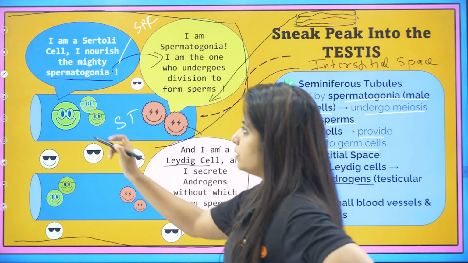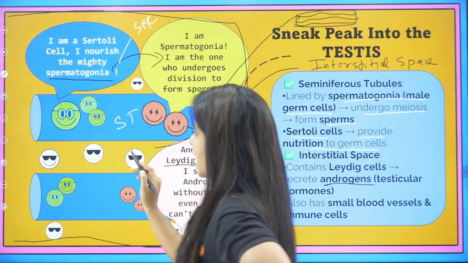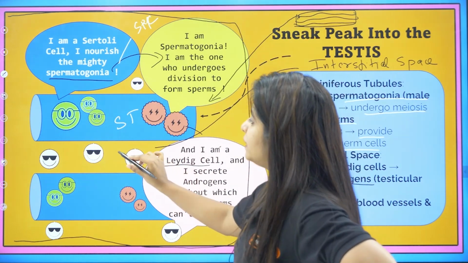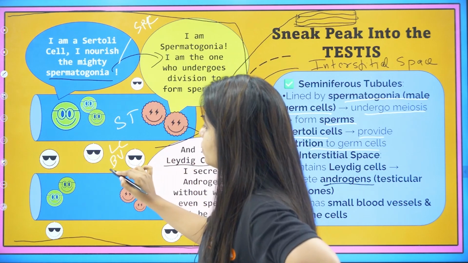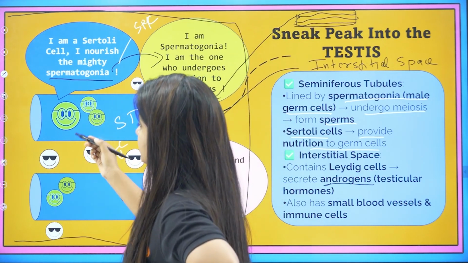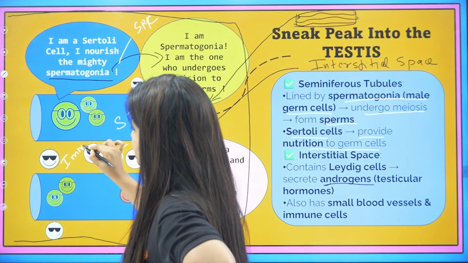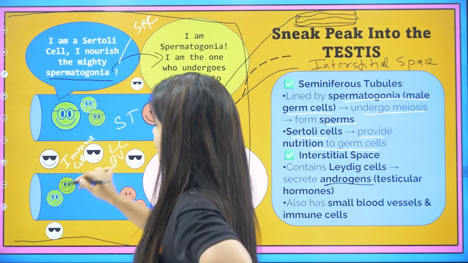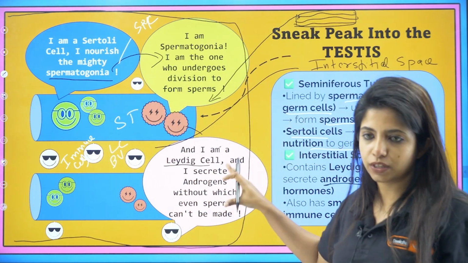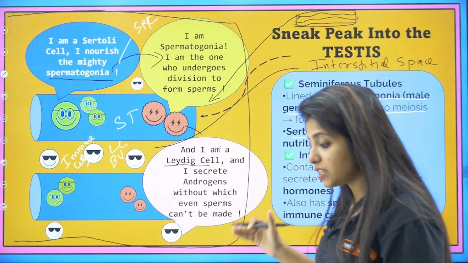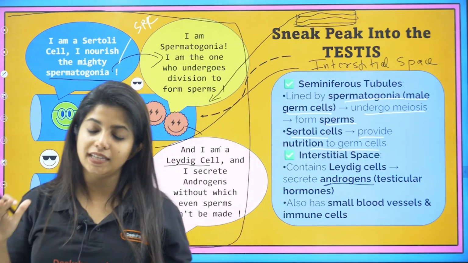So always remember, this particular region has Leydig cells. Apart from Leydig cells, what do you have? You have blood vessels, and you have immune cells, as in WBCs, which will be fighting against all the diseases. So three things are there in the interstitial space. So this is about the testicular lobule, which is there in the testis.